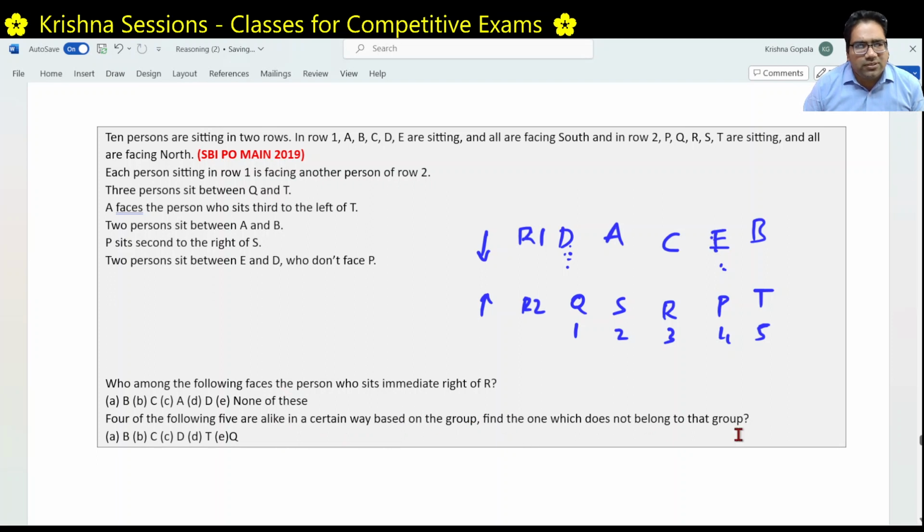Four of the following five are alike in a certain way. Based on the group, find the one which does not belong to that group. Let's see. B, C, D, T, Q. If you look at this, B, T, Q, D, these all four are in the extremes. They are sitting in the corners except C. C is not sitting in a corner. So this is the correct answer.